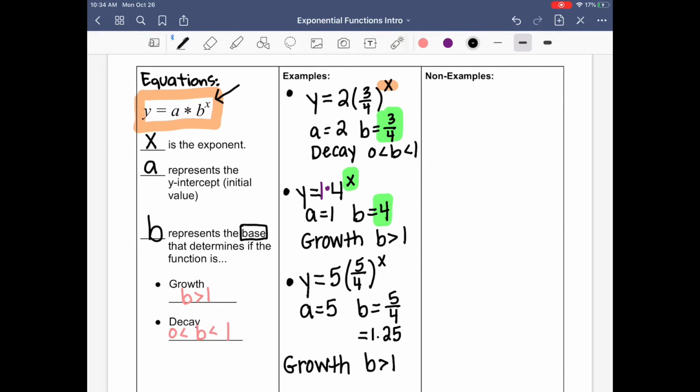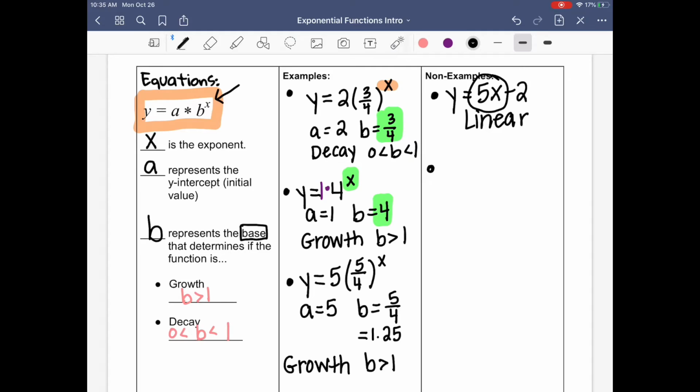Okay? So what are some non-examples? Non-examples are obviously not exponential, but we're going to talk about why they're not exponential. My first non-example, y equals 5x minus 2. When I look at this problem, this is linear. I know this is linear because my m and my x are being multiplied. In order to be exponential, my x needs to be in the exponent.